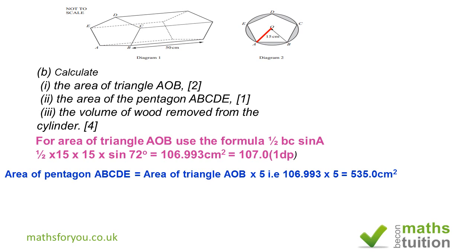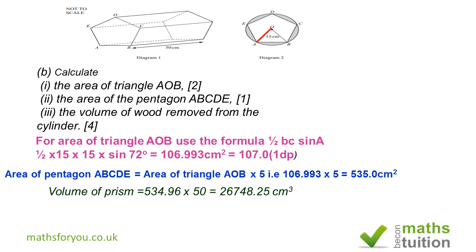Okay, now moving on. We want to find the volume of wood removed from the cylinder. Firstly, we need to find the volume of this prism, and then the volume of the cylinder itself, and then subtract the volume of the prism from the volume of the cylinder. So the volume of the prism will be the cross-sectional area times 50, and that will give us 36,748.25 centimeters cubed.